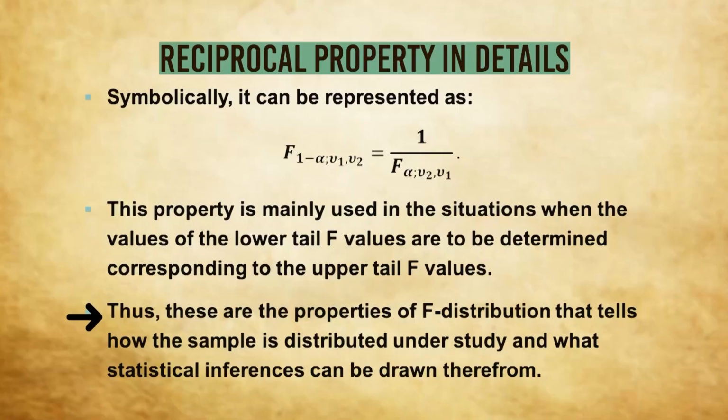Thus, there are properties of F distribution that tell us how the sample is distributed under study and what statistical inferences can be drawn from them. So these properties are very important in this situation because ultimately we are studying sampling distribution. So we have to understand the sample characteristic. That means we have to understand how the sample observations are varying. So these properties will enable us to study the sample carefully and then to draw justified conclusions about the population characteristics.